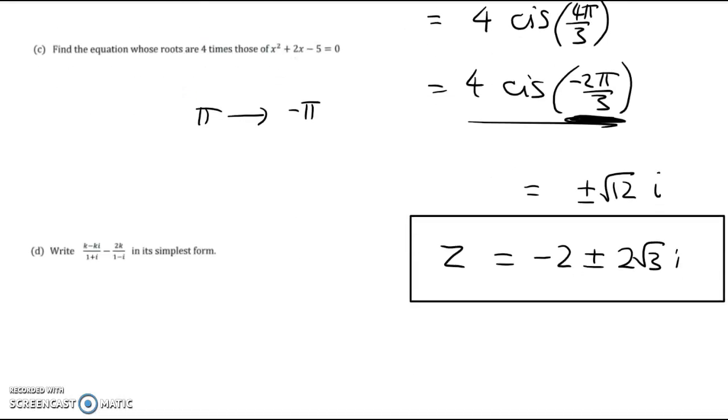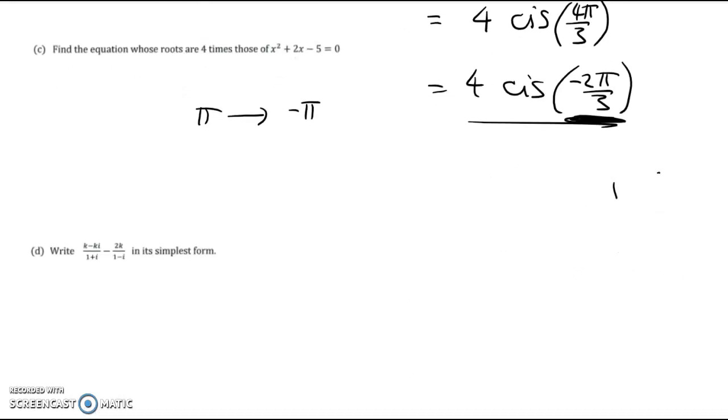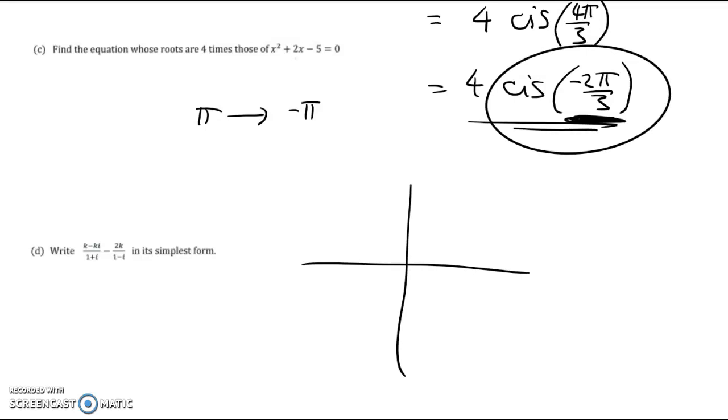So I'm going to draw an Argand diagram now, just to make sure you're all feeling confident with how to use the special triangles. And I'm just going to draw the Argand diagram for the cis part and then times it by 4. So we've got an angle here of negative 2 pi on 3. So we're going back to here. So that's negative 120 degrees.